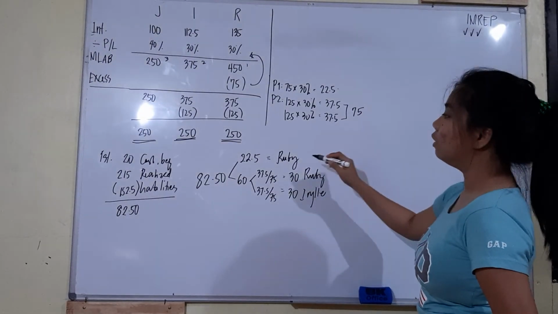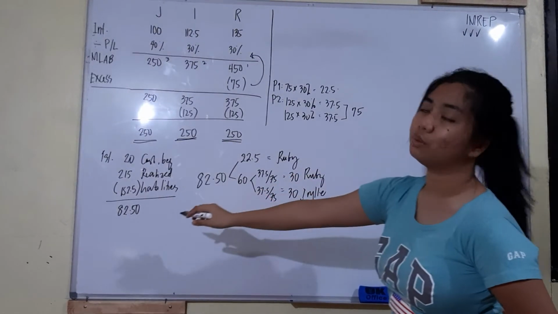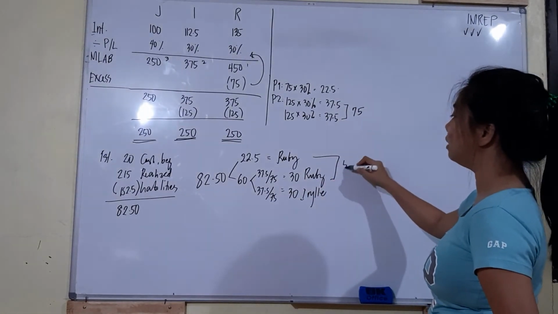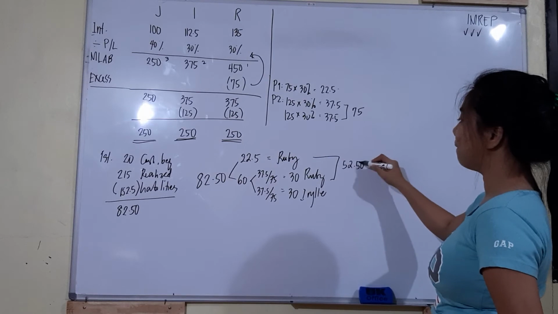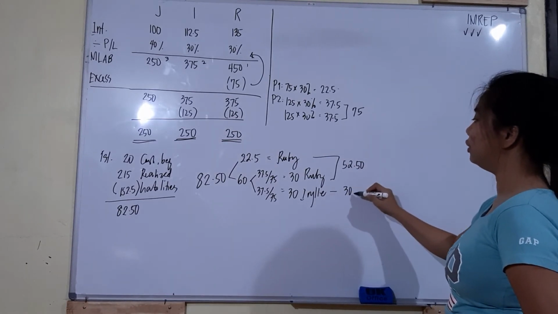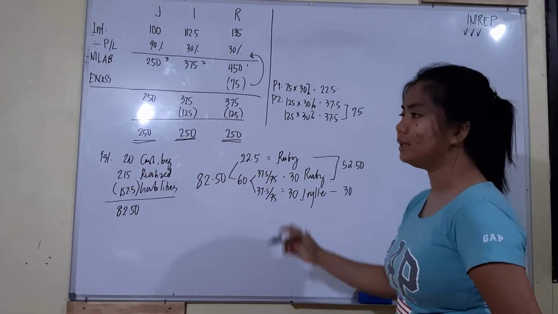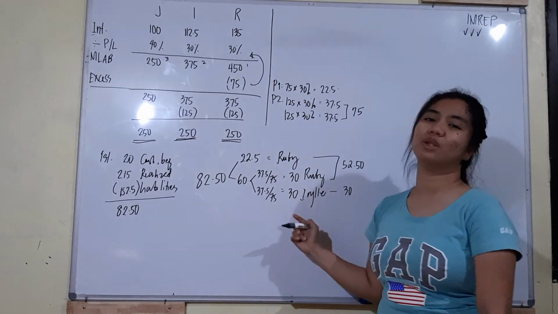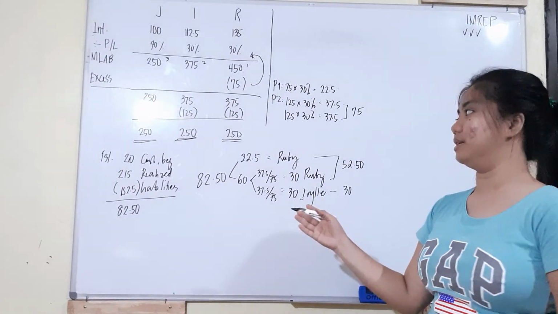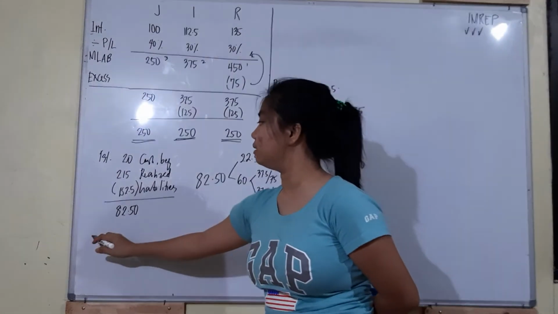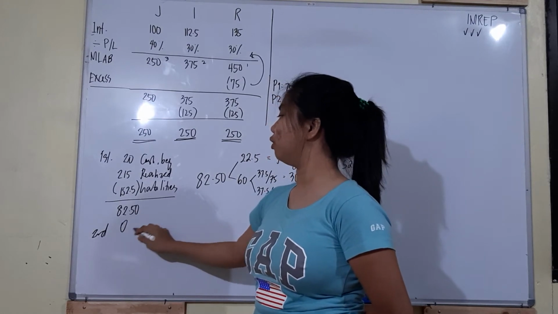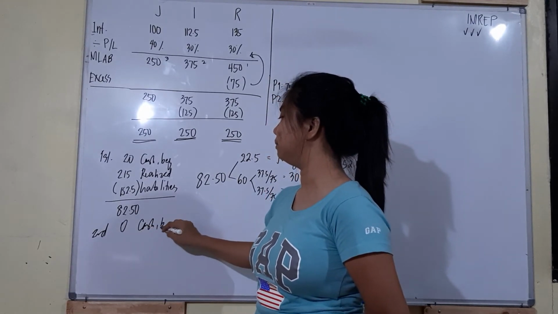Okay? So, on the first installment, with 82,500 available cash, Ruby will receive an amount of 52,500, while Ariel will receive 30,000. And this is the same with what we had kanina with the schedule of safe payments. Okay? So, on the second installment, we have an available cash of 100 kasi zero ang cash balance beginning natin.